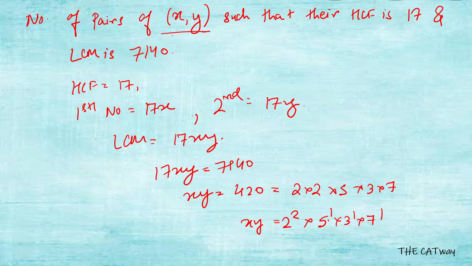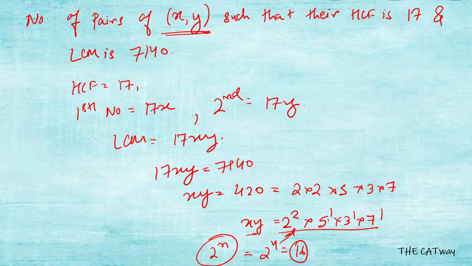Because it has been said x and y. So for every value of x there will be a different value of y, and they have to be in order. That means they will interchange themselves. So we will go by the form 2 to the power n. Why will we do this? Because this is a number and it has to be written as a product of two co-prime numbers. So we know the formula is 2 power n, so our formula would be 2 power 4, that is equal to 16, because 4 different prime numbers are used. So 16 will be our answer. Let's solve one last question over it.